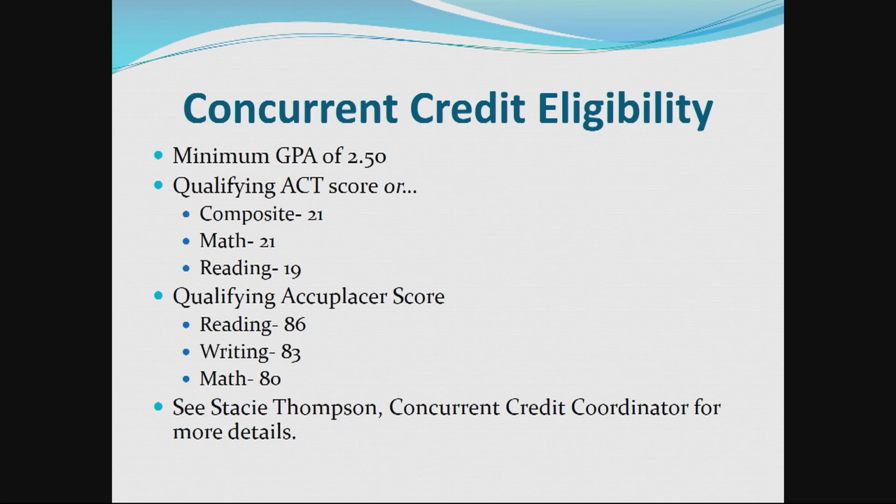To be eligible for concurrent credit courses, students must meet the following criteria: achieve a minimum overall high school GPA of 2.5, hold a qualifying ACT score, a composite of 21 for math, 19 for reading, and 19 for English, or a qualifying Accuplacer score, 86 for reading, 83 for writing, and 80 for math. If you're interested in learning more about concurrent credit, please see Ms. Stacy Thompson, our concurrent credit coordinator. Let's move on to the next slide.